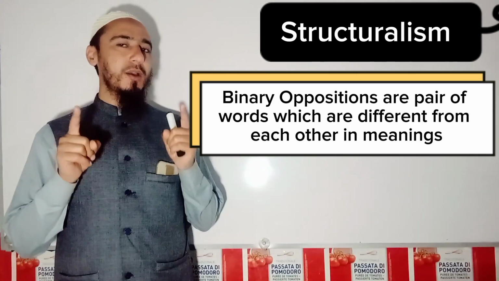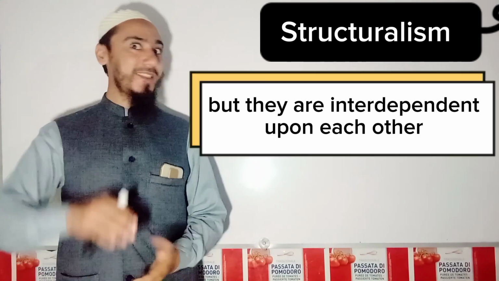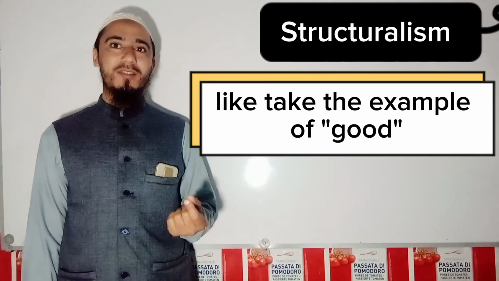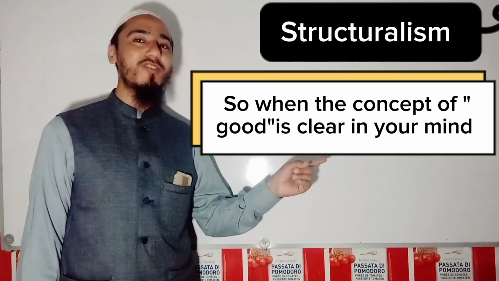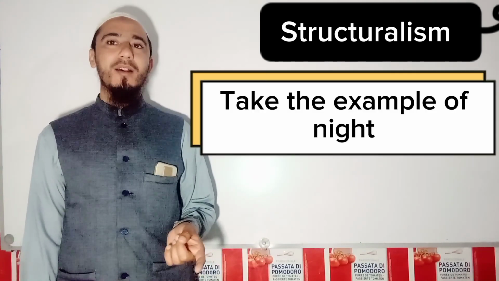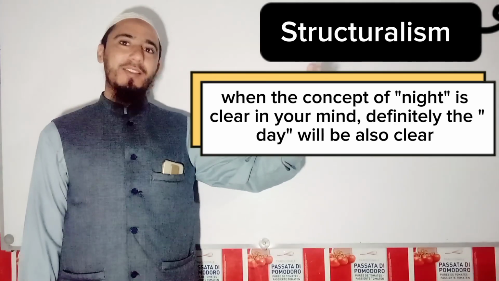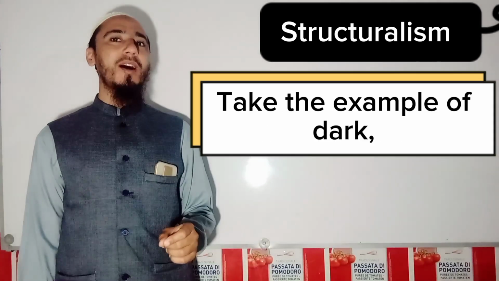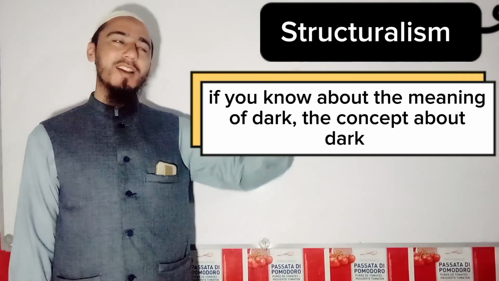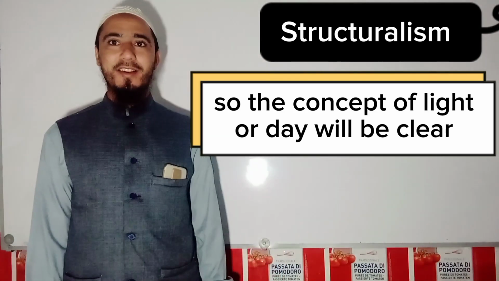Binary oppositions are pairs of words which are different from each other in meaning, but they are interdependent upon each other. Take the example of good. When the concept of good is clear in your mind, definitely the bad will be clear. Take the example of night. When the concept of night is clear in your mind, definitely the day will also be clear. Take the example of dark. If you know the concept of dark, then the concept of light or the day will be clear.